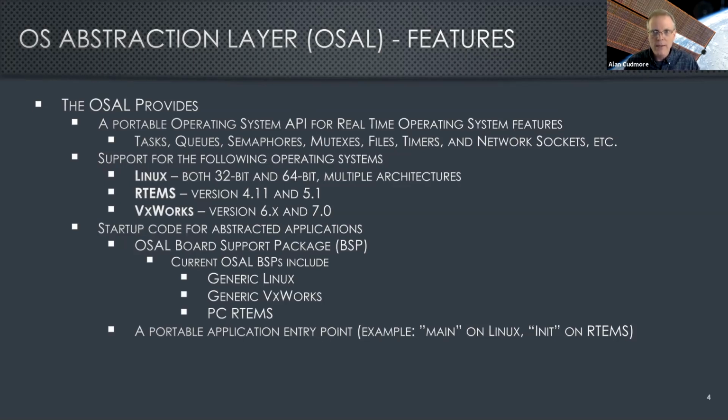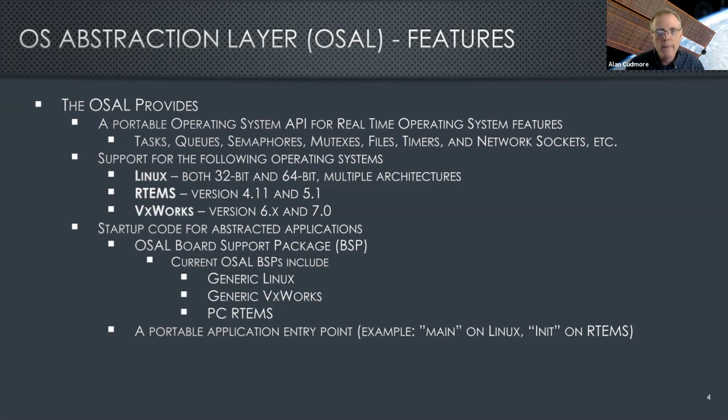So what exactly does that BSP provide? Each operating system has a different way of starting up applications. For POSIX, the entry point is main, while RTEMS has init for its application entry point. So the OSAL Board Support Package provides a common entry point and structured startup code for OSAL-based applications. The OSAL BSPs that we currently have include generic Linux, generic VxWorks, and something we call PC RTEMS, which supports our RTEMS test platform. This is actually very close to being generic RTEMS as well, and that's really the ultimate goal.